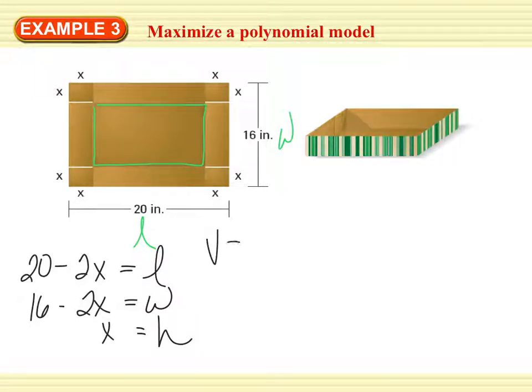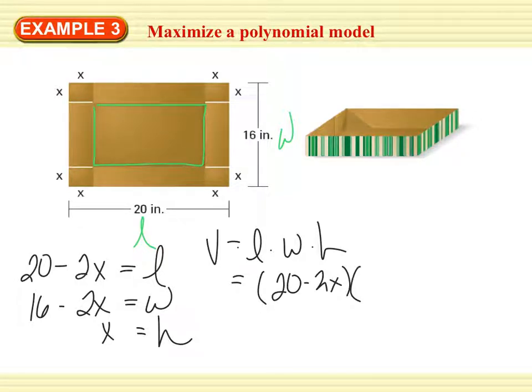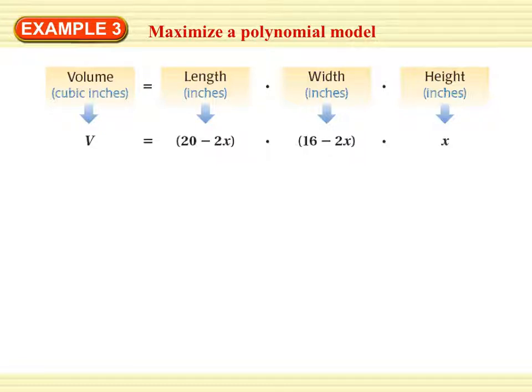So our volume is going to be length times width times height, which is 20 minus 2x. That's a 2. Goodness. Our width is 16 minus 2x, and our height is just plain old x. So this is in fact our volume. Okay, I need to do some multiplication. We did this. I guess I can do the multiplication here.